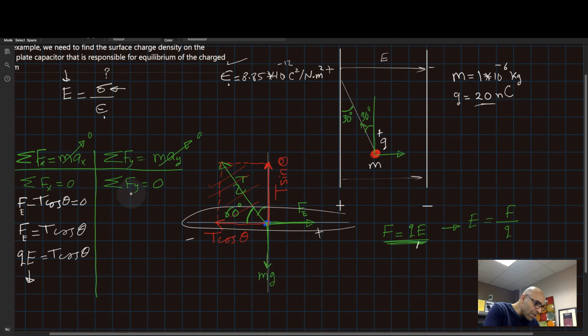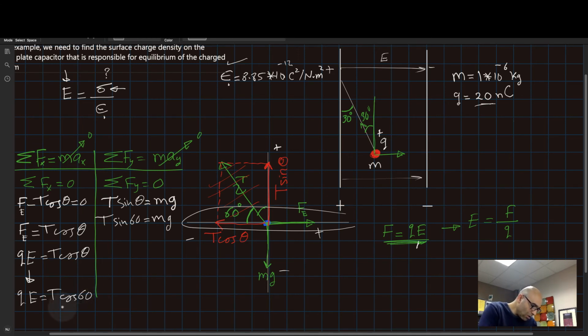Okay, now let's work on the y direction here. So here we have T, the positive side, and this is the negative side. T sine theta minus mg is equal to 0, or T sine theta is equal to mg. I just consumed one of the steps here, and maybe I should plug in some numbers. I'm going to say here T sine 60 is equal to mg. So here QE is equal to T cosine 60.